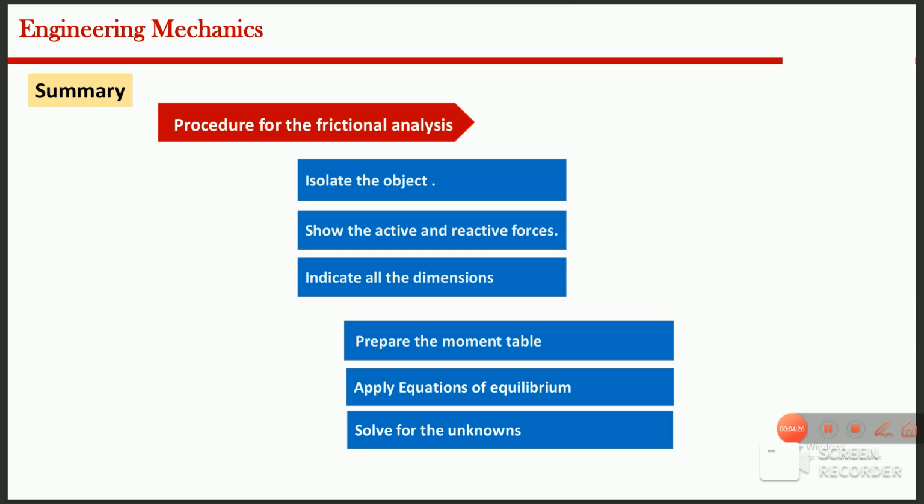Let us summarize the procedure used in today's problem. First, isolate the object. Then, identify the active and reactive forces. Third, indicate all the required dimensions. Next, prepare the force or moment table. Then apply the equations of equilibrium. Finally, solve for the unknown quantities. This systematic procedure is very useful for solving frictional analysis problems accurately.